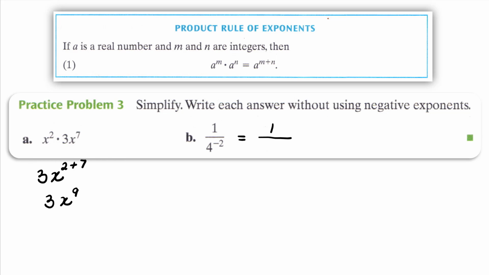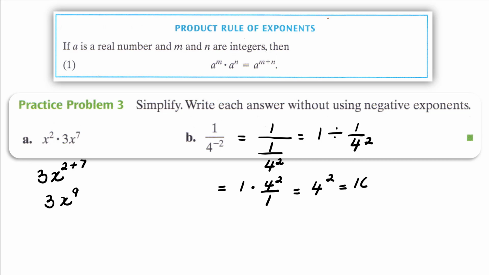1 over 4 to the negative 2 is 1 divided by 1 over 4 to the second. And division is the same as multiplication by the reciprocal. 1 times 4 to the second, and 4 to the second is 16.